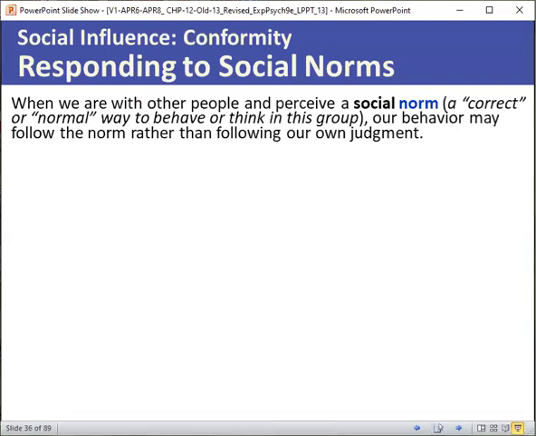Now, let's look at some social norms here. When we are with other people and perceive a social norm, a correct or a normal way to behave or think in this particular group, our behavior may follow the norm rather than following our own judgment. All right? So this is key here. We have a norm. Remember, norms are sort of like the policemen in a way. The norms are usually established to maintain the culture or maintain the sanity of a group, for example, that these are the rules for this particular group. So if you want to be with this group, then you must follow our particular norms.